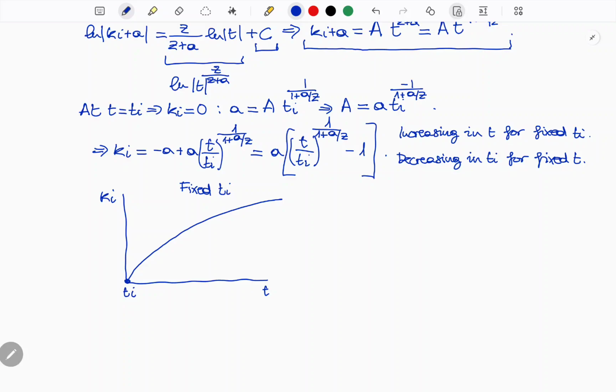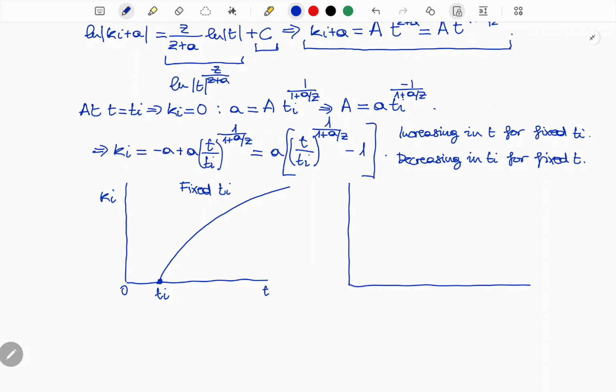So instead of plotting it like this, I should do something more realistic, something like this. My mistake. Starting from some ti, we are going to find something like this. That's it, and this is for fixed ti. Now this is the 0. And for fixed t, we are going to find something like this, something which is decreasing instead of increasing.